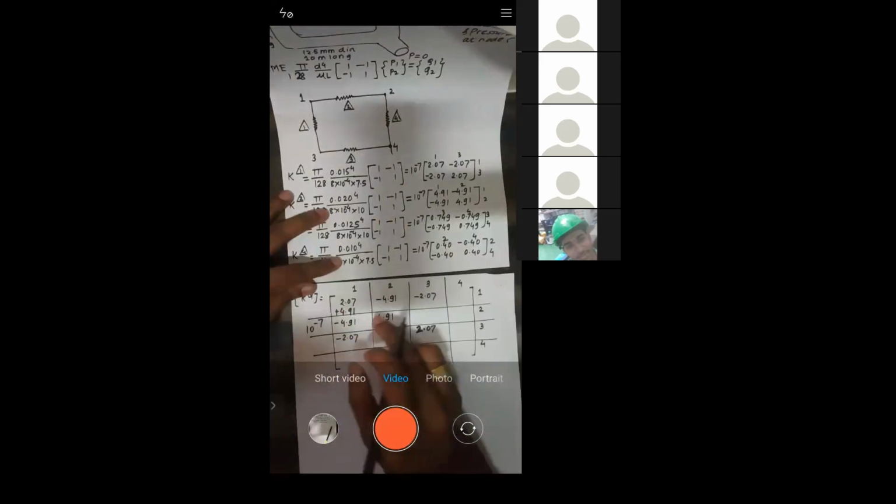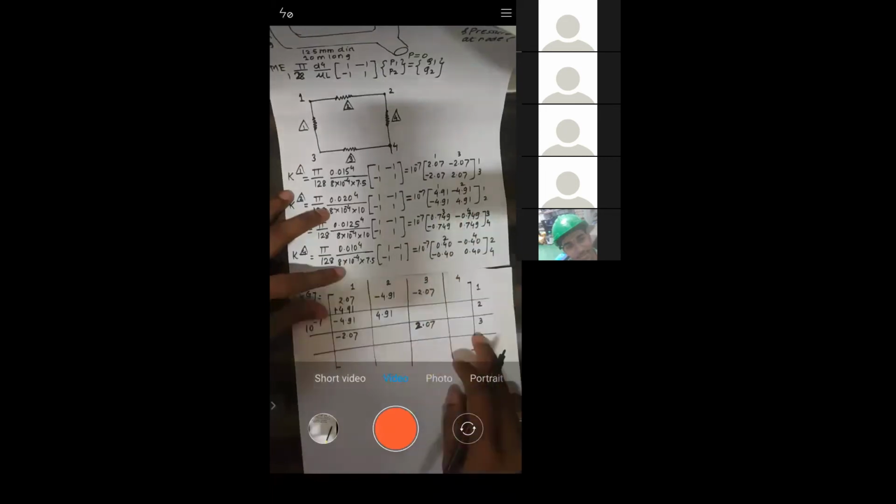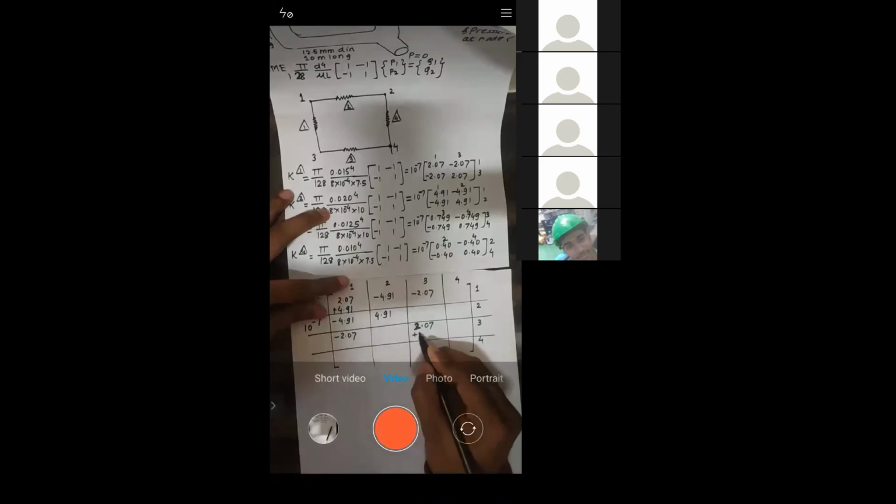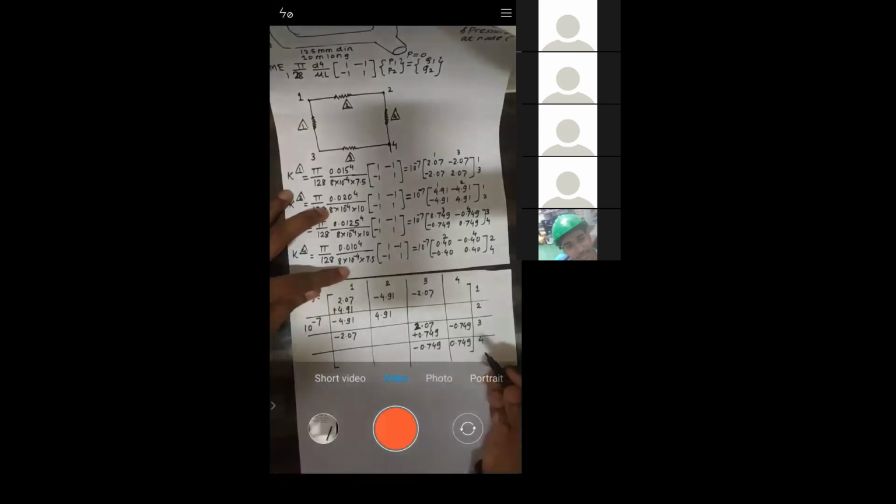Next, 3, 4, 3, 4, right? So I should get a starting point, 3, 3. This is the starting point, 3, 3. So here, plus 0.749, minus 0.749, minus 0.749, and 0.749. Is it okay? Yes or no?